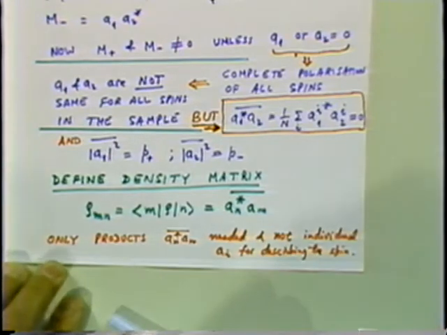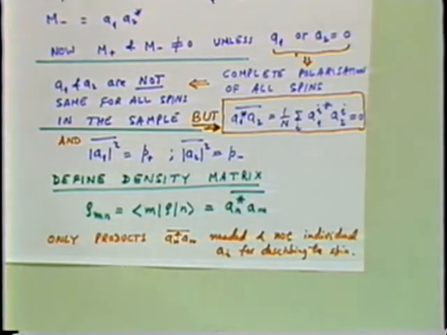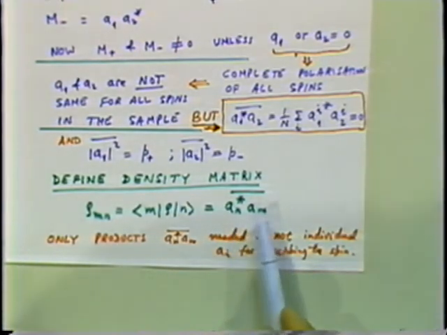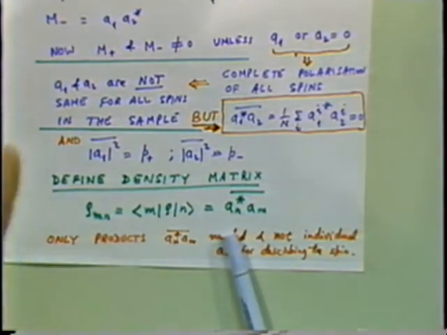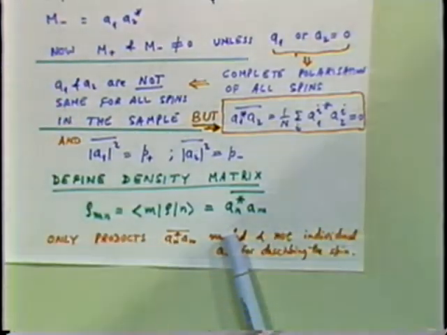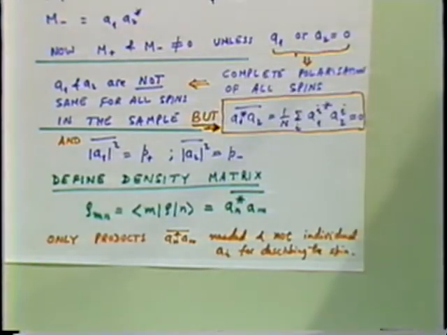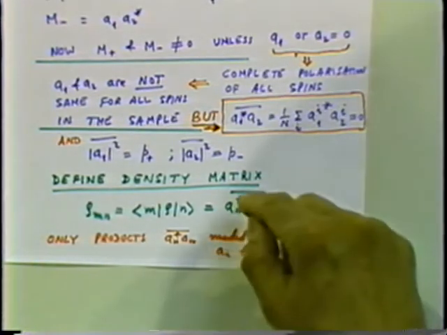This is important. It turns out that we only need to know the product, the quantity an star am, ensemble average, for any system. We don't need to know a1 and a2 separately and exactly. And this is sufficient for us to calculate the expectation values.